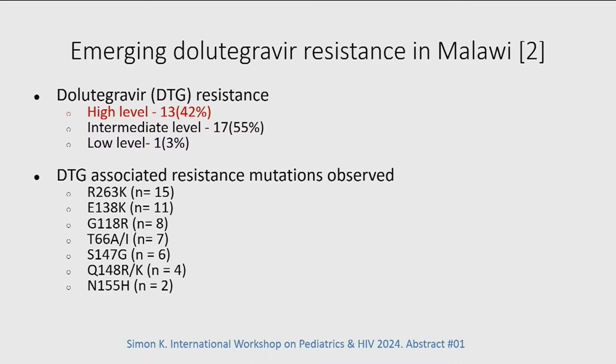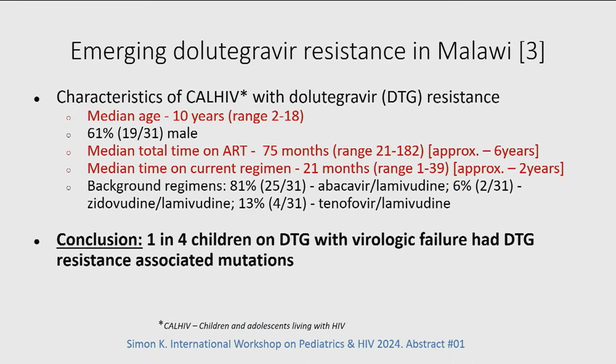The other big proportion was intermediate resistance. So only one child would be judged to have low-level resistance. So the majority of the children who had DTG resistance actually needed to switch from DTG. And the mutations are listed there. Majority had the R263K mutation, which is observed quite commonly whenever resistance testing for dolutegravir is done. So this data shows that we need to be much more watchful.